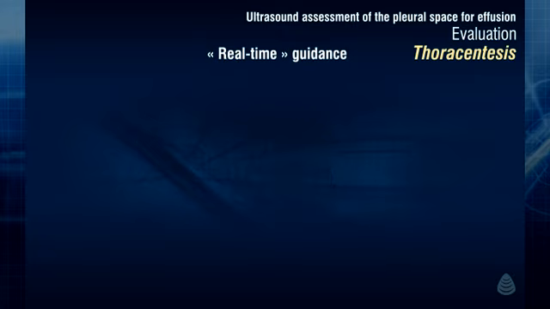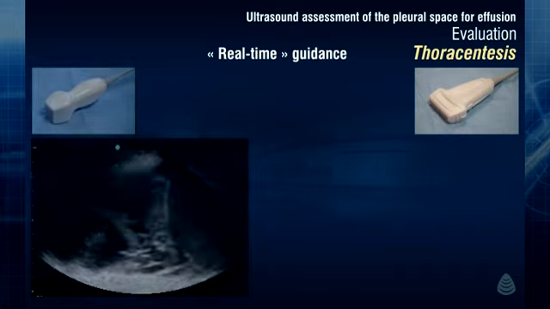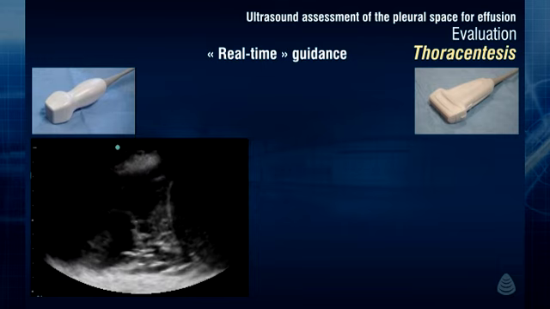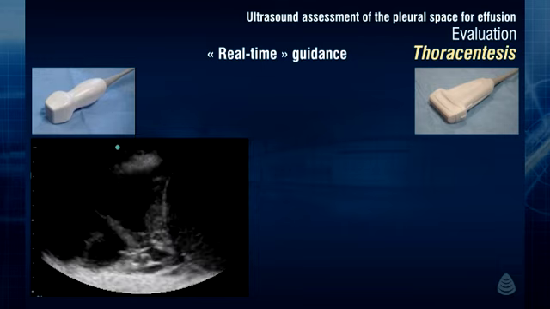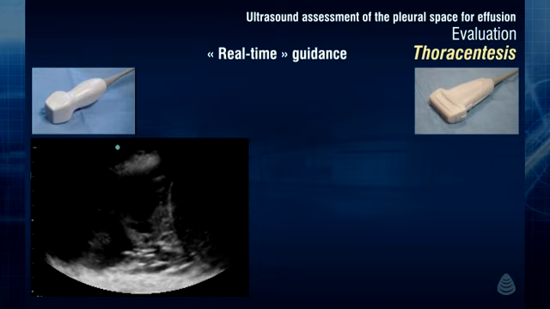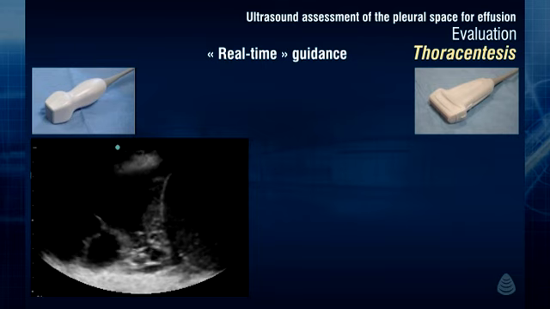As the needle is better seen with the linear probe, we like to use the latter to perform real-time guidance of the needle in pleural fluid. The pleural effusion must first be thoroughly assessed with the phased array probe, and an optimal entry site for the needle is determined. Once this is done, we switch to the linear array probe for actual guidance of needle insertion.